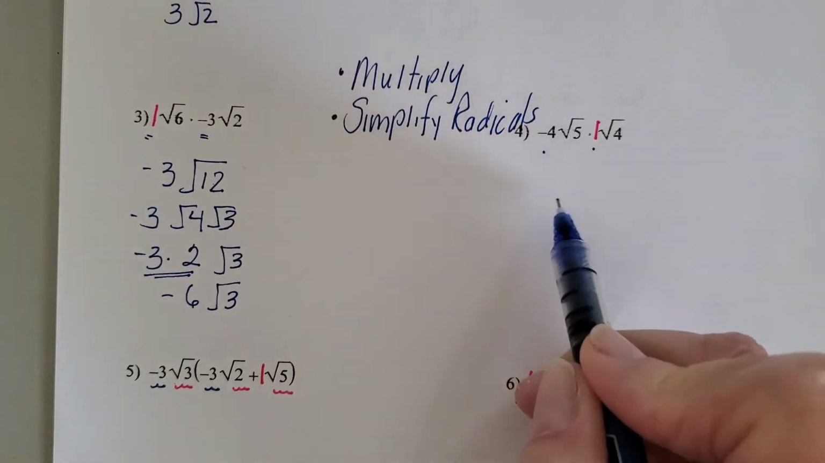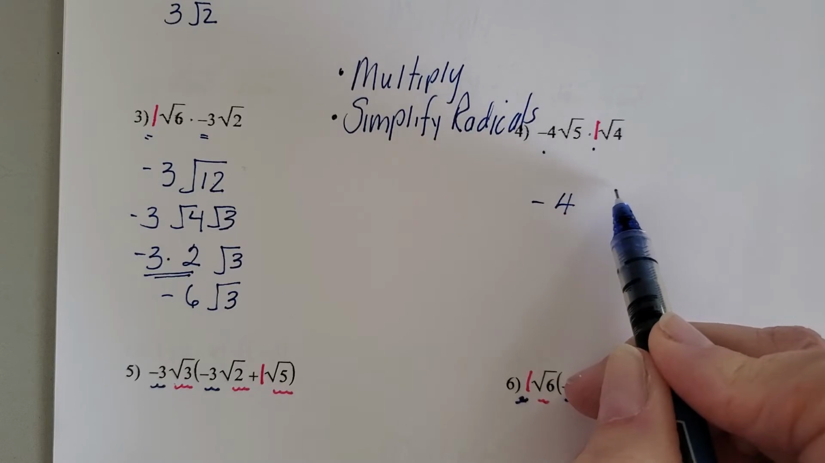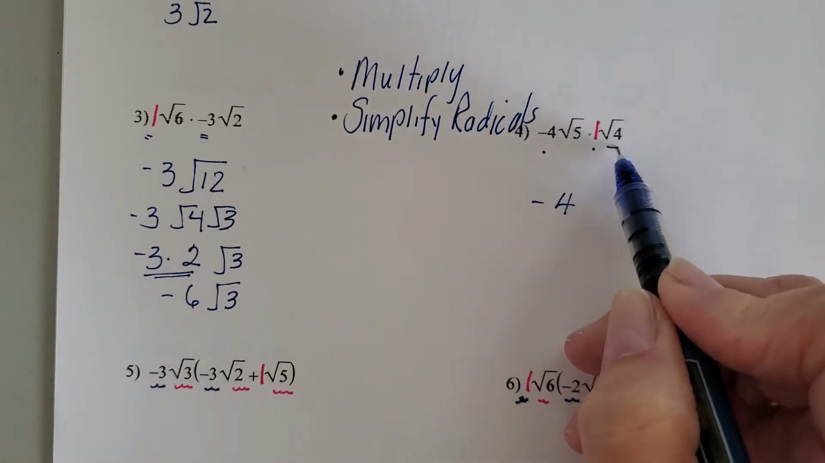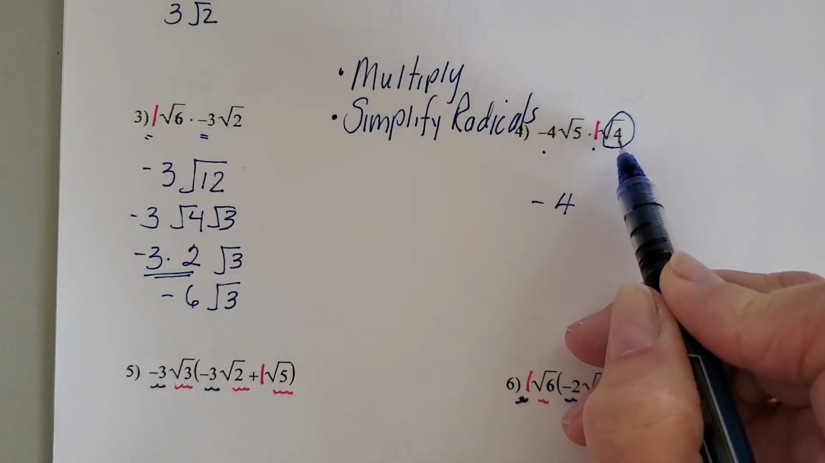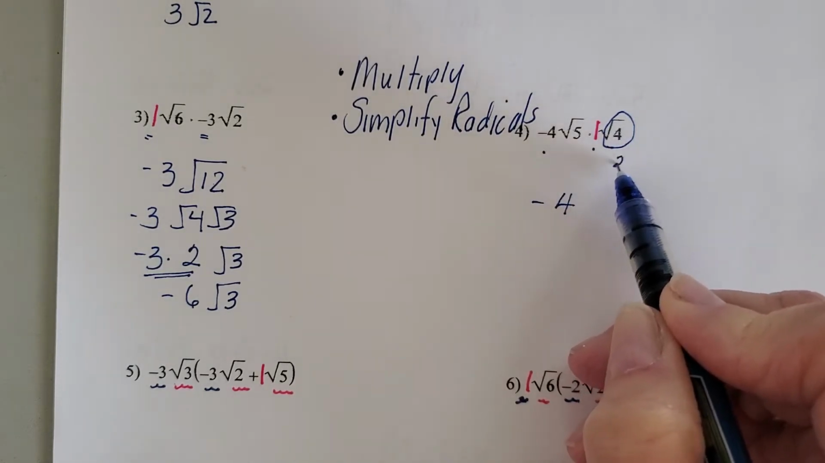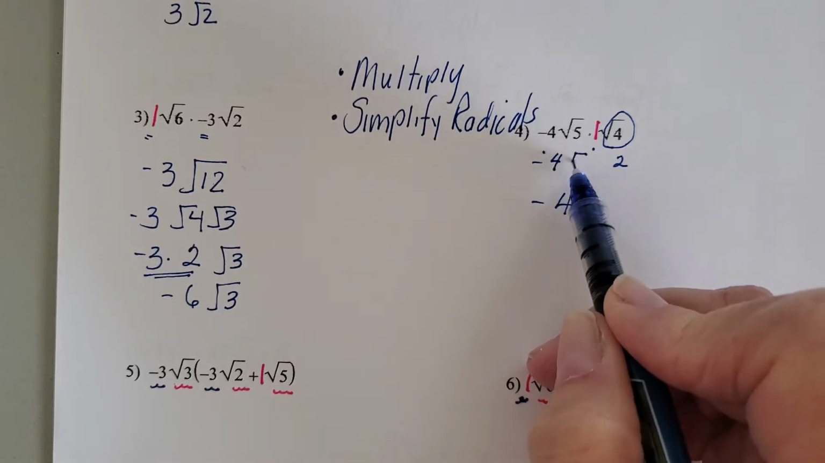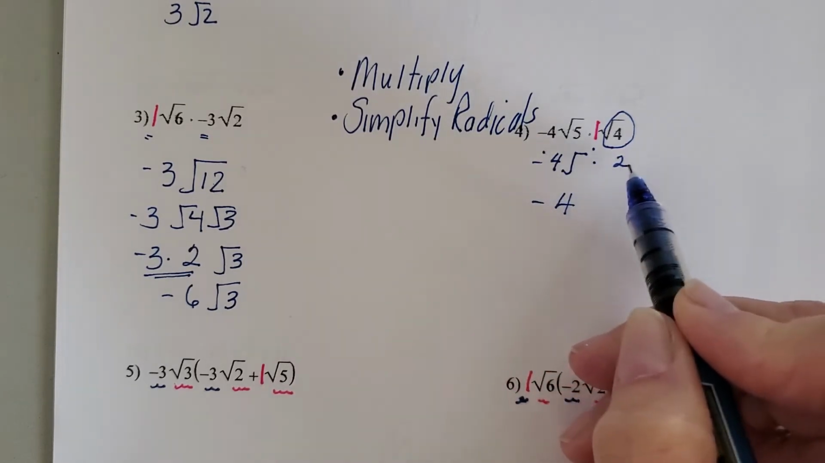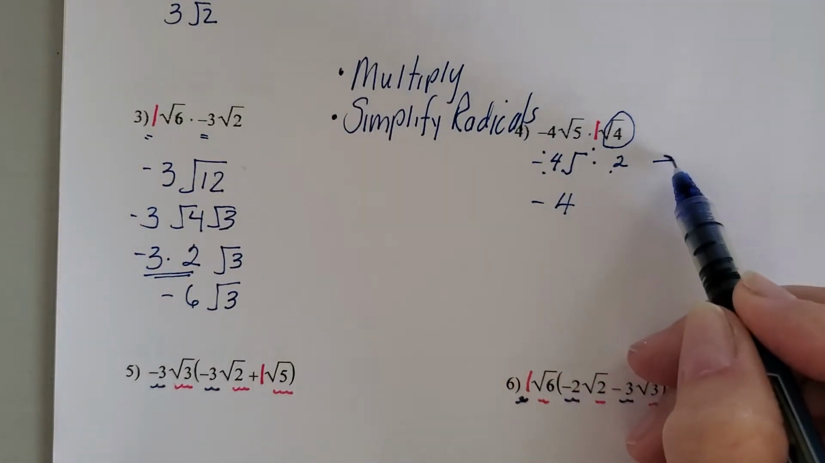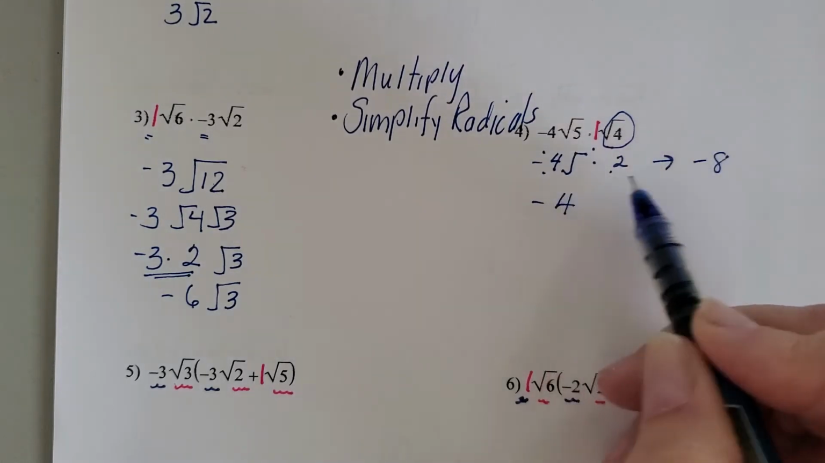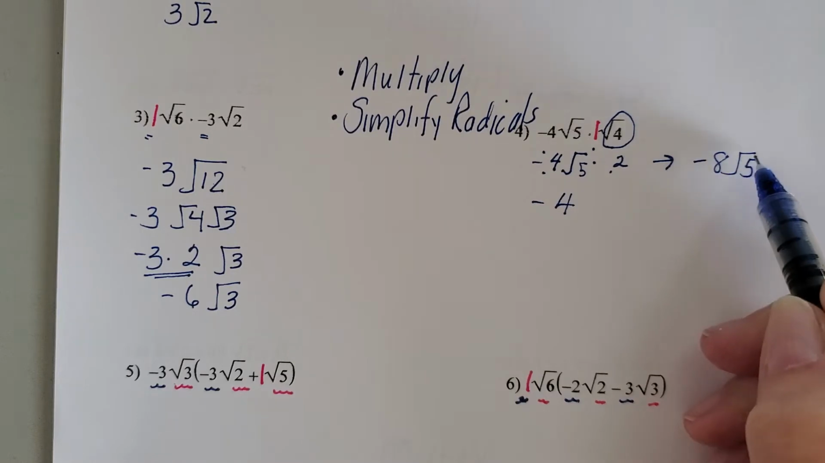Multiply what's outside. So we get negative 4, multiply what's inside. Or, if you notice this is a perfect square, what's the square root of 4? You're right, 2. So this problem becomes negative 4 radical 5 times 2. And we could multiply these two to get a negative 8. They're both outside the radical sign. And inside the radical sign, we still have a 5.